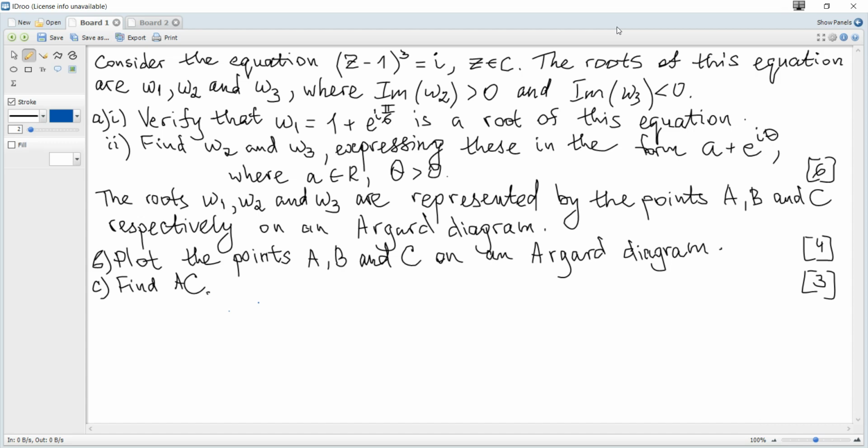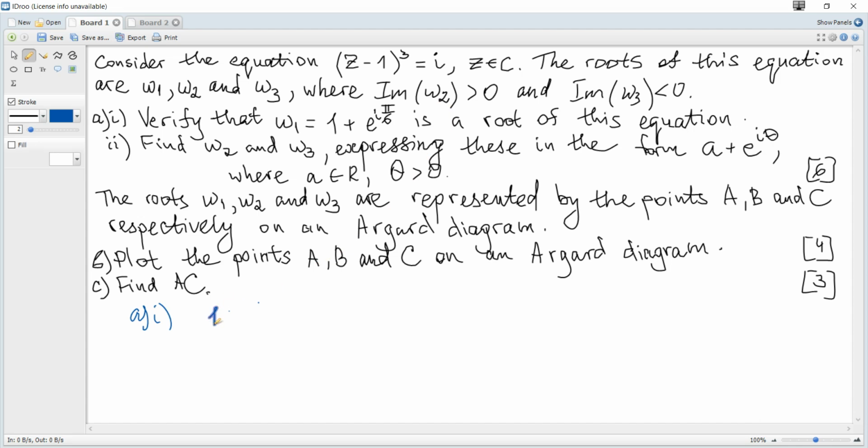We can see this equation verifies that omega 1, which is 1 plus e to the power of i pi over 6, is the root of the given equation. So we need to just substitute omega 1 for z and show that it's true.